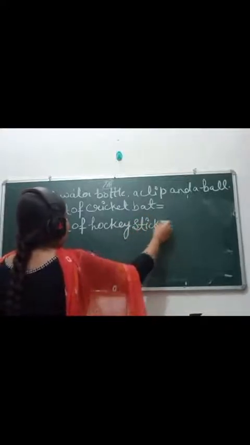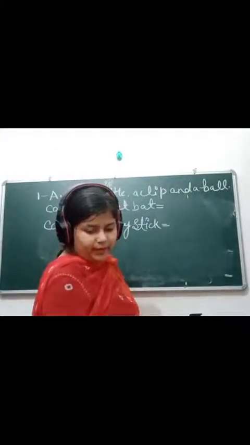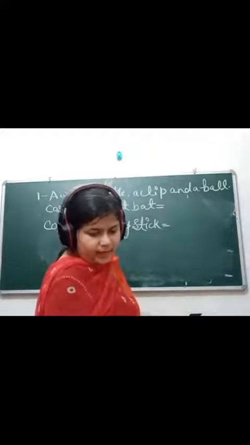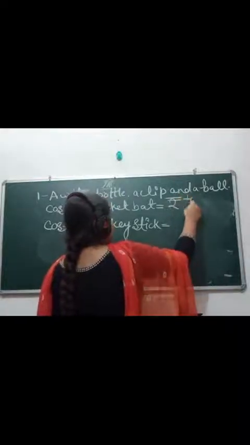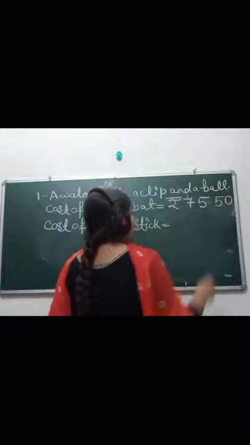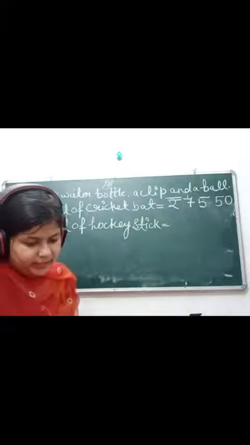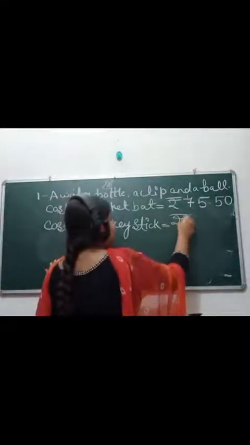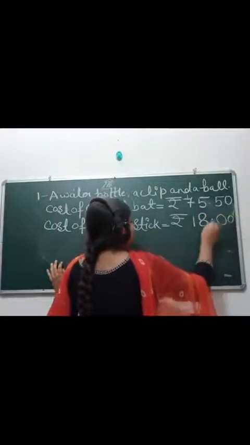Cost of cricket bat, cost of hockey stick equals to. So what is the cost of the cricket bat? The cost of the cricket bat is 75 rupees and 50 paise. And the cost of the hockey stick is 18 rupees only. Okay? Now add them.